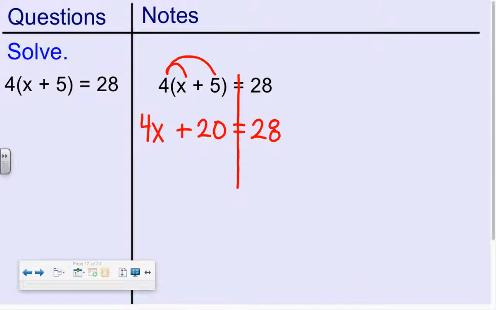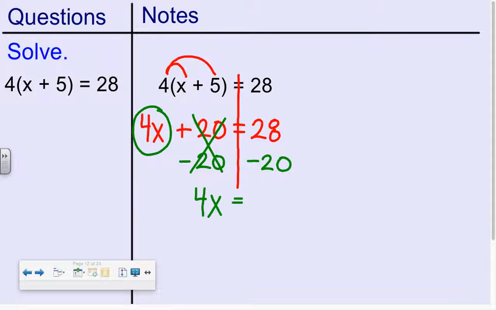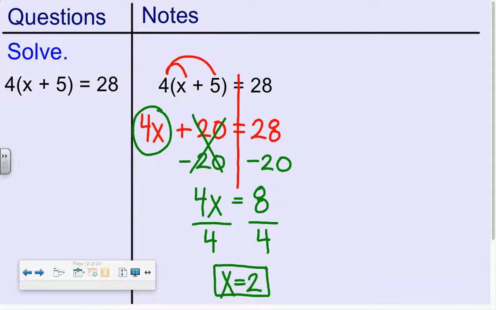So my group is the 4x, and I'm going to subtract 20, because the opposite of plus 20 is minus 20 on both sides. 20 minus 20 is 0, so that cancels. Bring down my 4x. 28 minus 20 is 8. Divide both sides by 4, and I'm left with x equals 2.